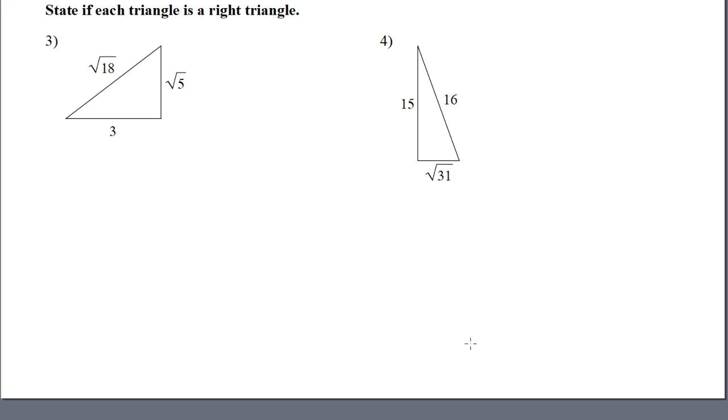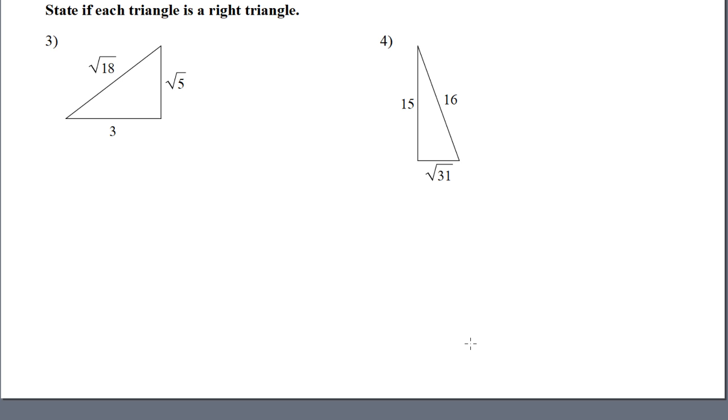So, if we plug in all our values and we get something that's equal to each other, such that c squared is equal to a squared plus b squared, then we do have a right triangle. And if we plug in values such that c squared is not equal to a squared plus b squared, then it's not a right triangle. So let's start with our first one.